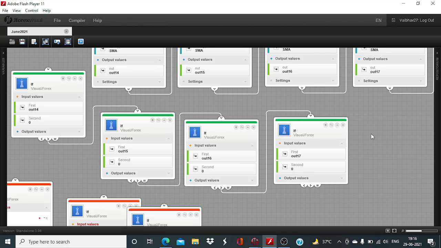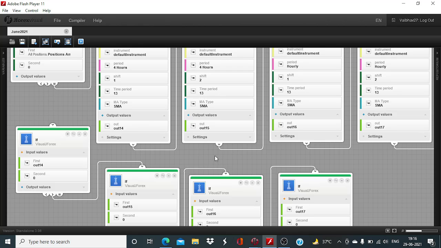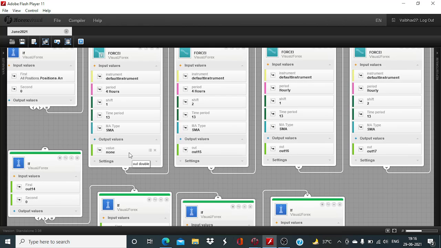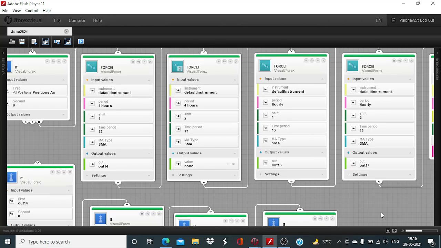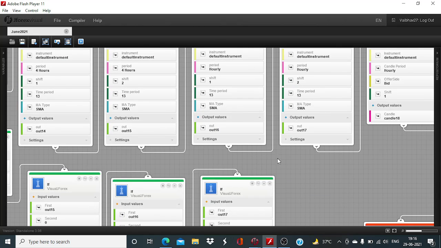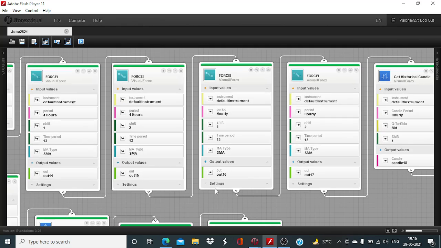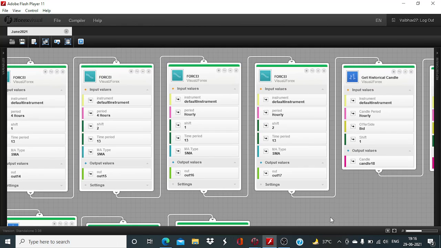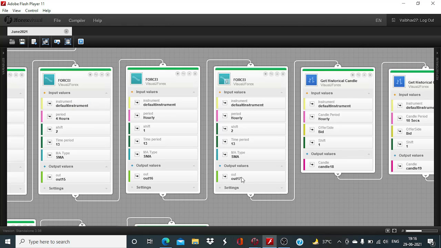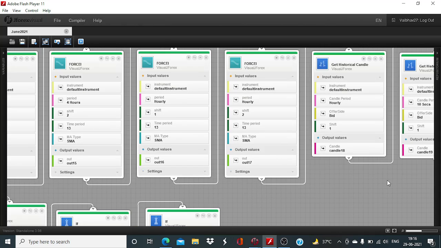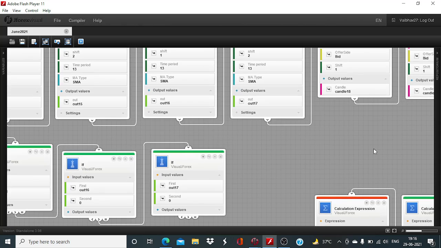After that, we have to compare these two values, out 14 and out 15, and we need out 14 to be greater than twice of out 15. So again, we will need to take calculation expression blocks and multiply these output values by 2, and similarly we will be comparing out 16 with out 17, and this time around the difference required is going to be 5 times. So I will carry out both of these calculations straight away.